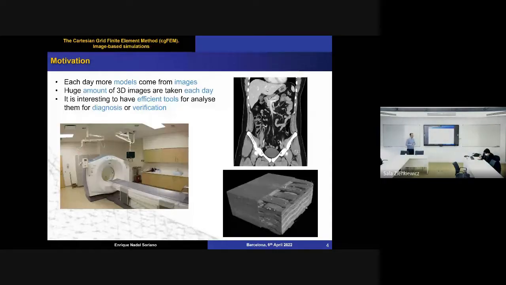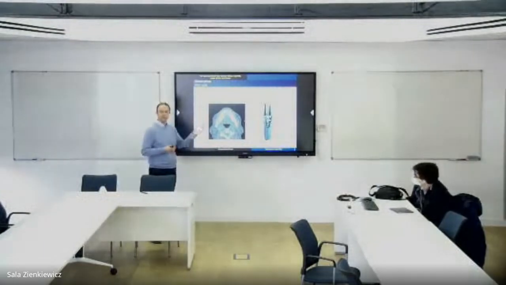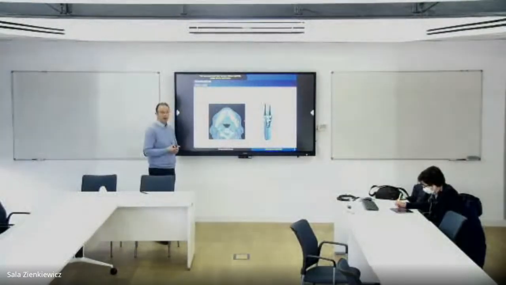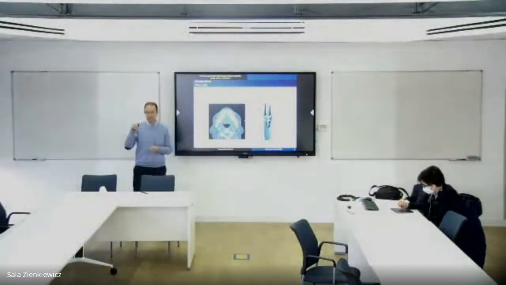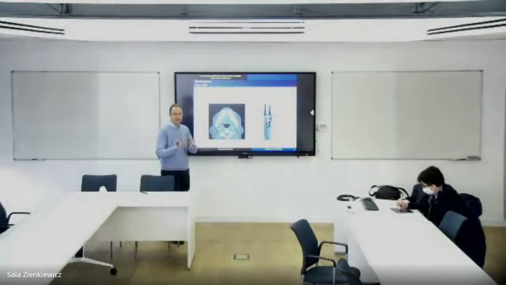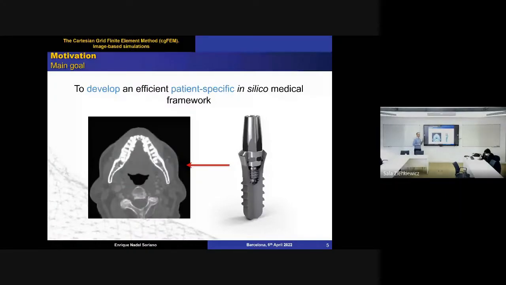The main idea at the beginning was to develop an efficient patient-specific in silico medical framework. For instance, if we want to introduce a prosthesis in a bone, in a mandible, for instance, we would like to easily handle this 3D image and also incorporate the CAD geometry of, for instance, an implant into the image and check if this implant is fine or not, what happens with the bone, what happens with remodeling, etc. Or if we can modify or improve the design of the implant. This was the initial idea.